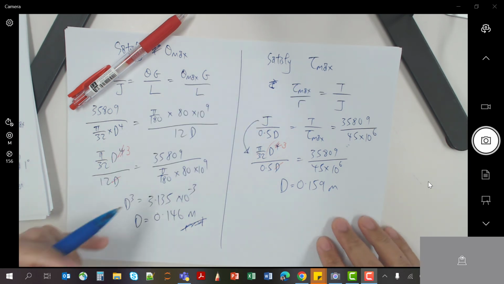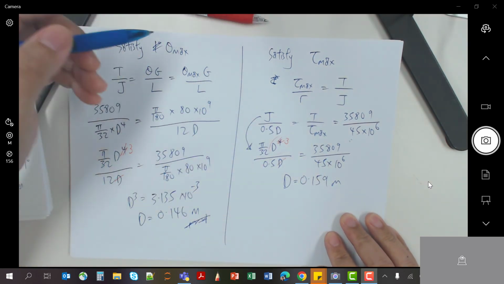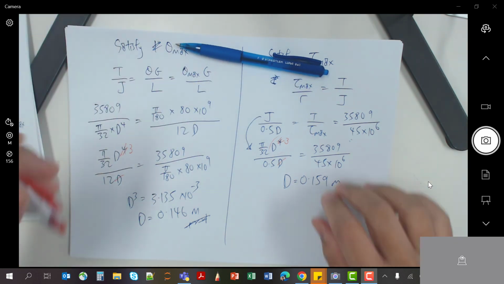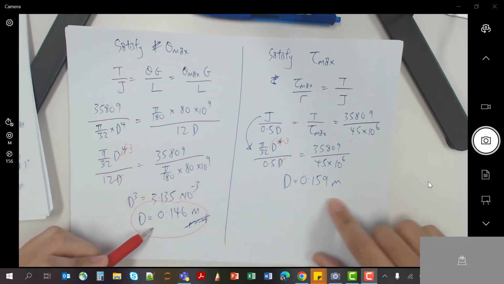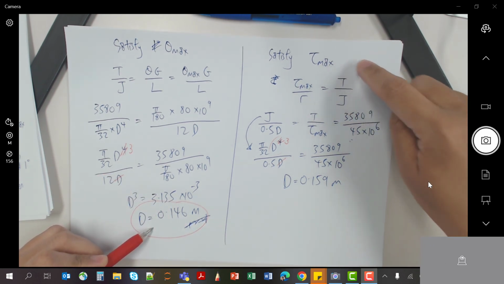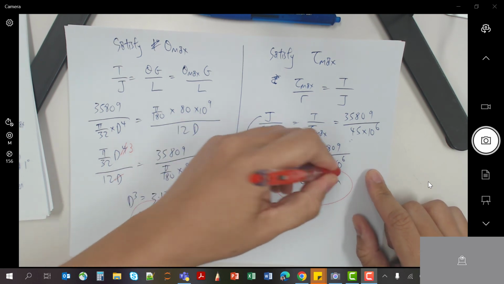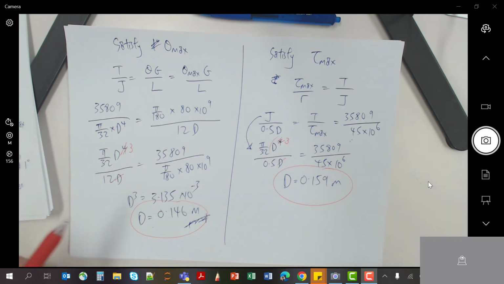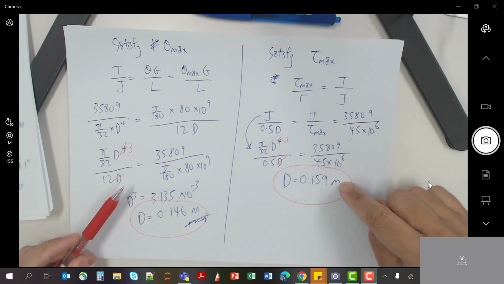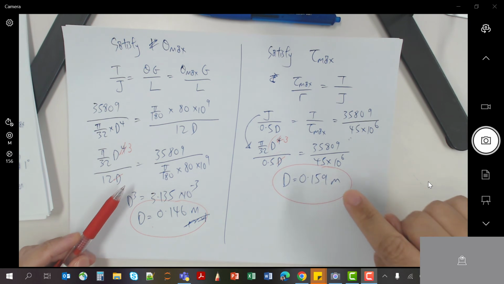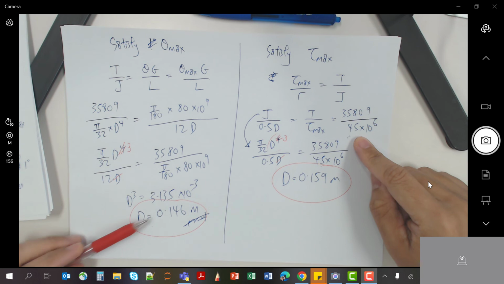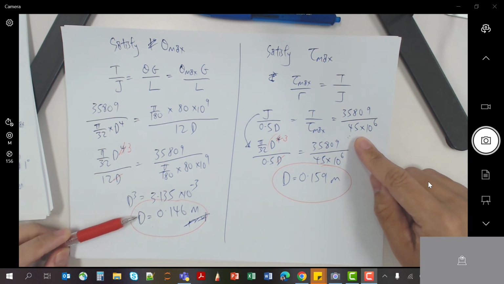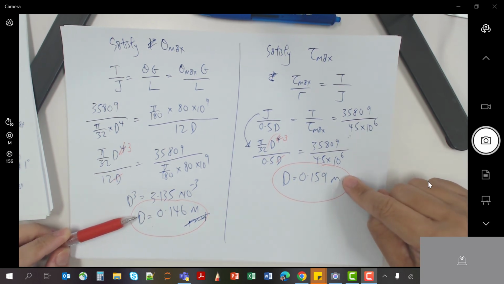Now let's look at these two conditions. If I want to satisfy 1 degree twist, I cannot exceed 1 degree, my diameter needs to be this much. If I want to satisfy the maximum shear of 45, my diameter can only be this much. So what is the minimum that you can choose? The answer would be this value, because if I go any lower, your shear stress will exceed 45. So I cannot choose 0.146. I can only choose 0.159.